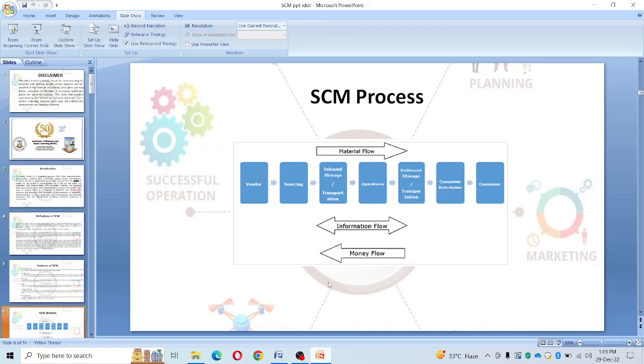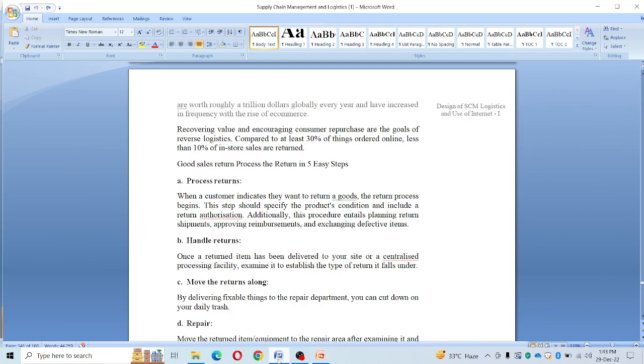In this particular diagram we can see that sourcing, being a very important function in supply chain management, obviously involves some kind of strategy to be done on the part of the manufacturer.